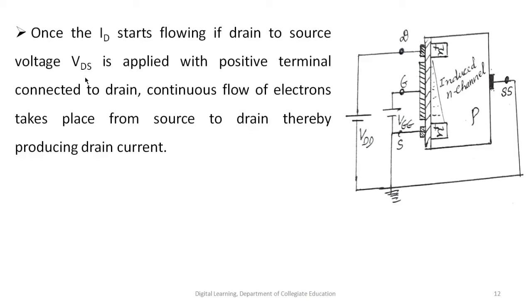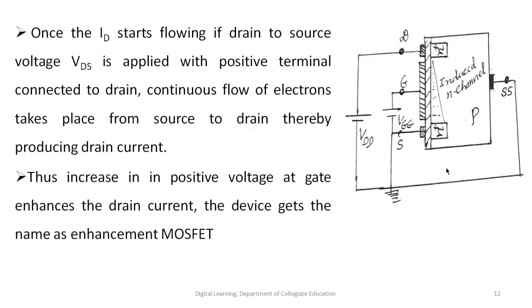In that situation, when the drain to source voltage is applied with the positive terminal connected to the drain, continuous flow of electrons takes place from source to drain. When we increase the drain to source voltage, the continuous flow of electrons from source to drain produces the drain current. Thus, an increase in positive voltage at the gate enhances the drain current.